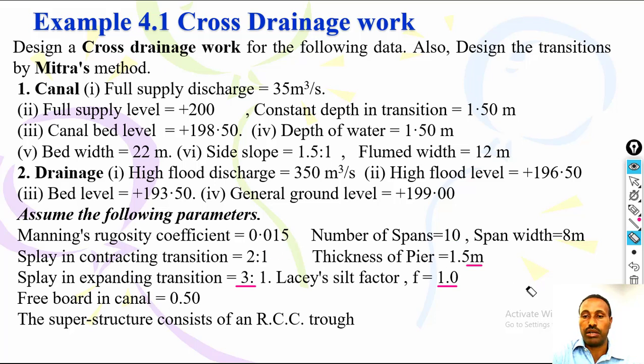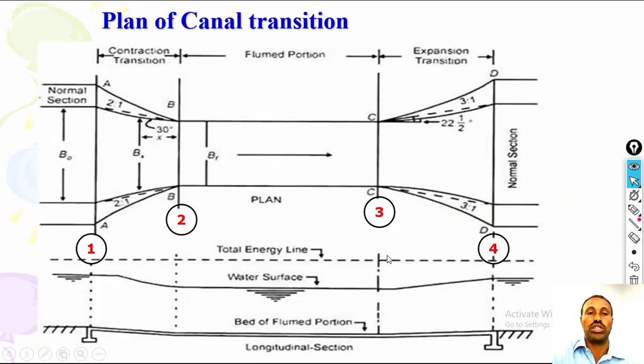So these are the given parameters. Now how do you start? So first you need to have a plan view. So this is the plan view. You can see this is the plan view of the canal transition. So you have this canal, which is just a contracting transition. Then it will go to expansion. So you have section 1 at this point.